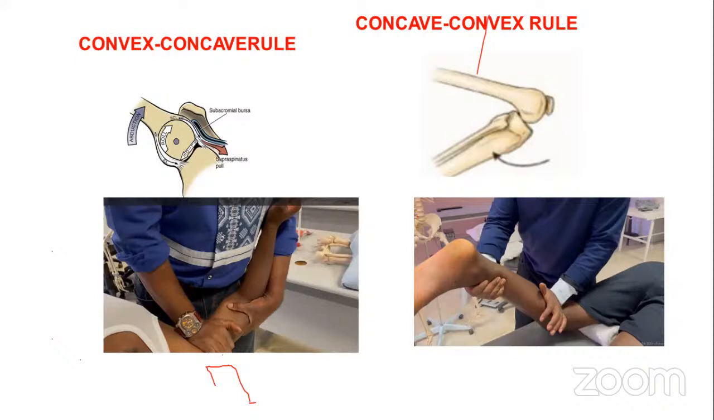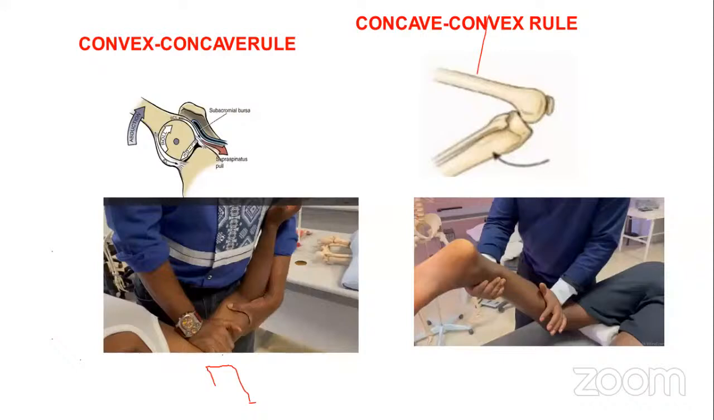But look at the diagram on the right-hand side. This is mobilizing the knee joint. You see that the hand of the therapist is on the tibia, and the tibia is concave. Isn't it? The tibia is concave. And the hand is pushing the tibia in a forward direction, a posterior-anterior direction, in anterior glide. This is anterior glide of the tibia.